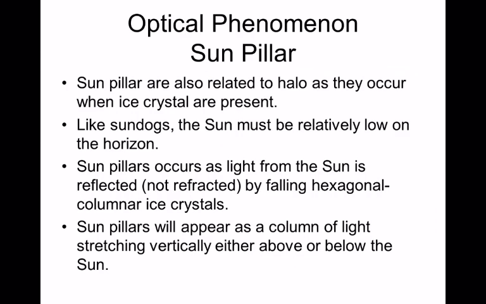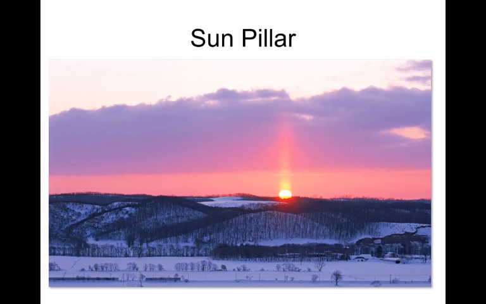There's another phenomenon called a sun pillar, and if anybody asks you, they are also caused by ice crystals, so all of these are ice crystals to start out with. The sun must also be low on the horizon. And as the name implies, basically it looks like a pillar. It can go up or down from the sun. And they look like this. So this is just a sun pillar going up. It's pretty.